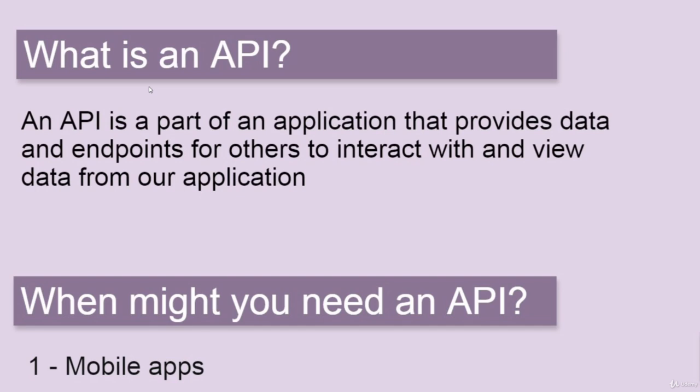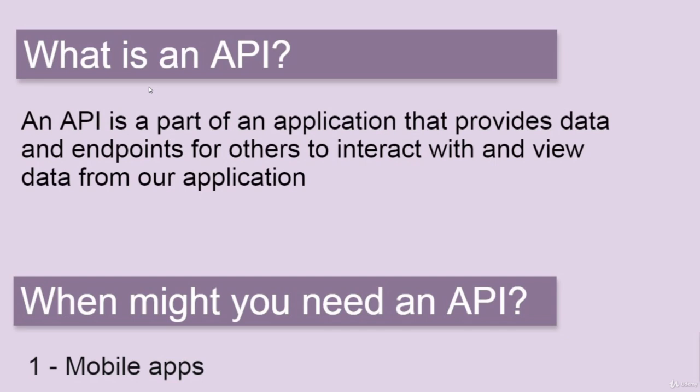So this is my definition of an API. An API is a part of our application that provides data and endpoints, being URLs, for others to interact with and view data from our application. That might not completely make sense to you, so let me say it this way.